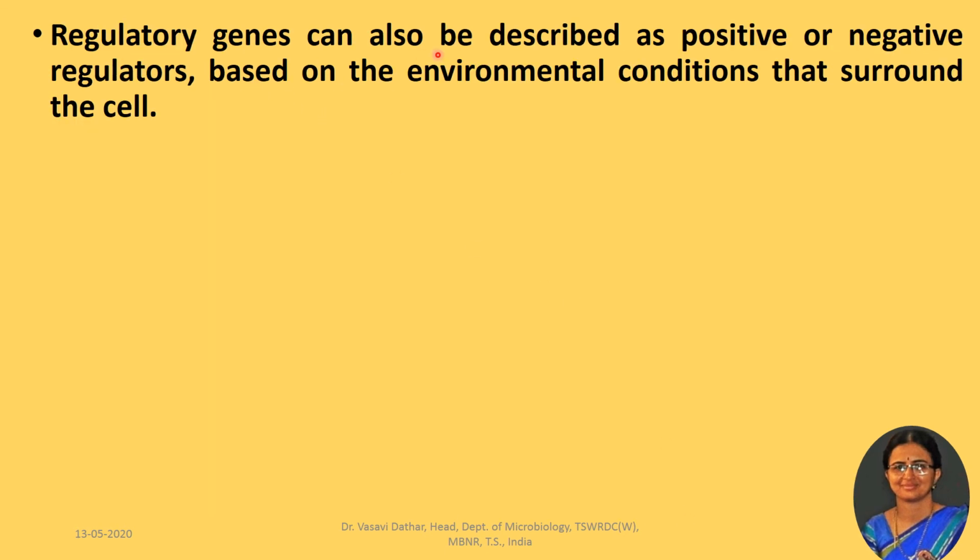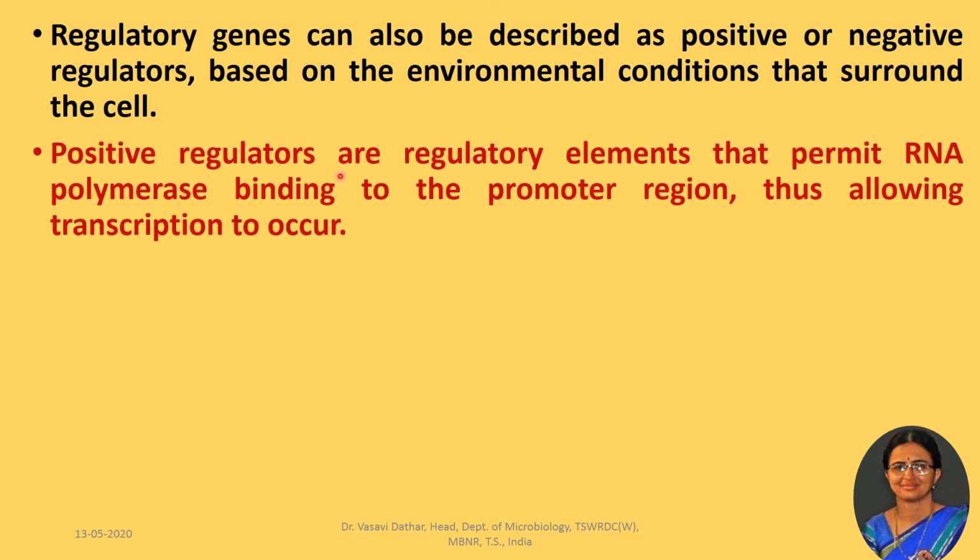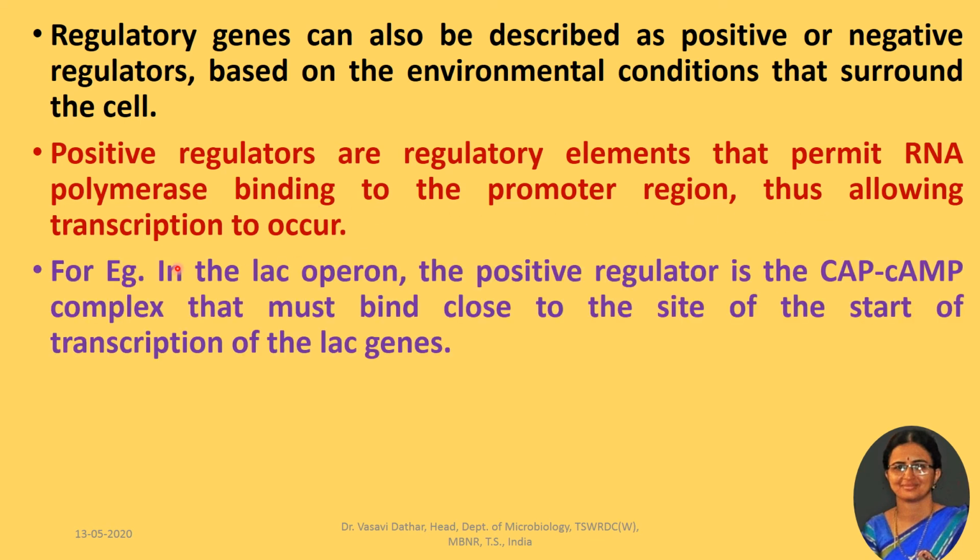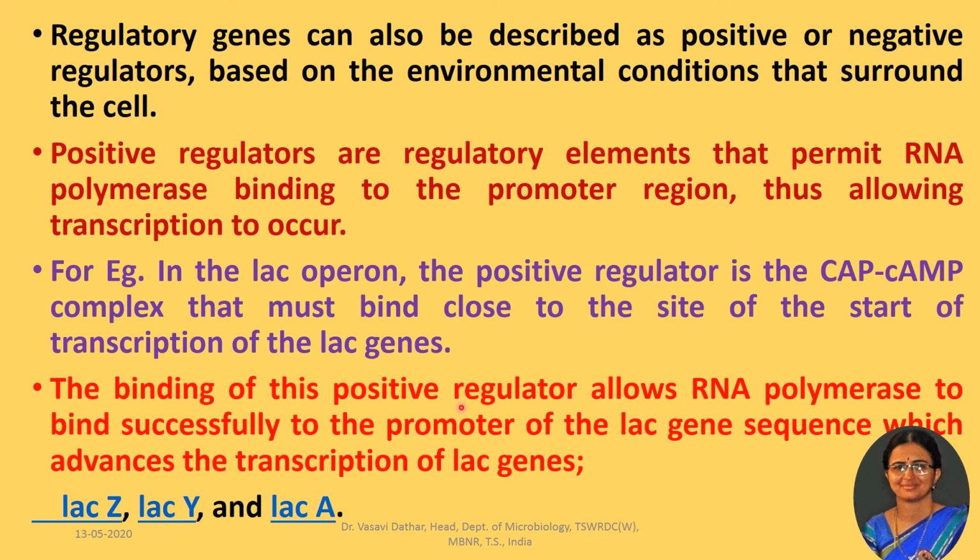The regulatory genes can also be described as positive or negative regulators based on the environmental conditions that surround the cell. Positive regulators are regulatory elements that permit RNA polymerase binding to the promoter region and allow transcription. For example, in the lac operon, the positive regulator is the CAP-cAMP complex that must bind close to the start site of transcription of lac genes. So, binding of this regulator allows RNA polymerase to bind successfully to the promoter of the lac gene sequence, which advances the transcription of lac genes Z, Y, and A.